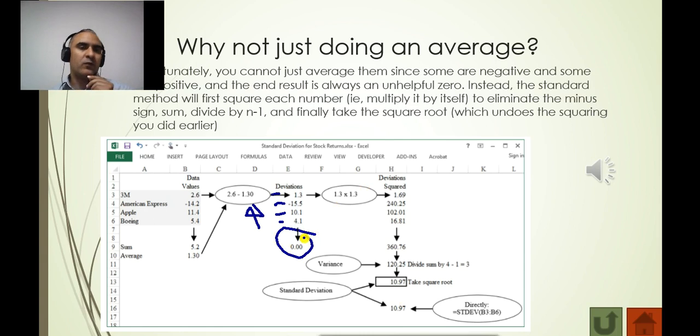Okay. So what we have to do is square each one of them. So 1.3 times 1.3, 15.5 times 15.5, 10.1 times 10.1, and 4.1 times 4.1, and that's going to give us this result. These are the deviations squared. Why do we need to square them? In order to avoid this 0. Okay? Because if you realize here we have a negative, for example, and that becomes positive. So that becomes already the deviations squared.